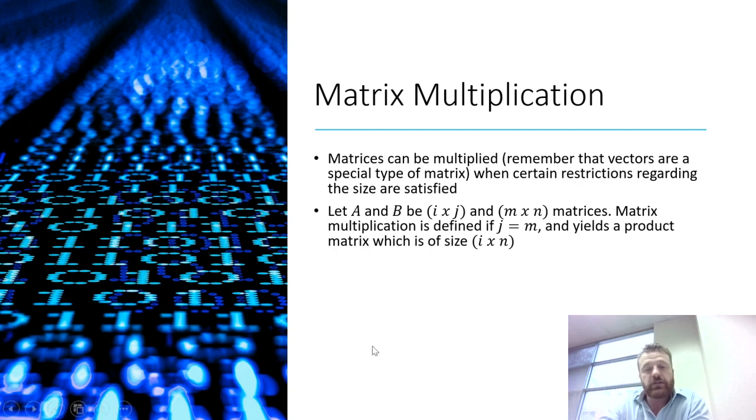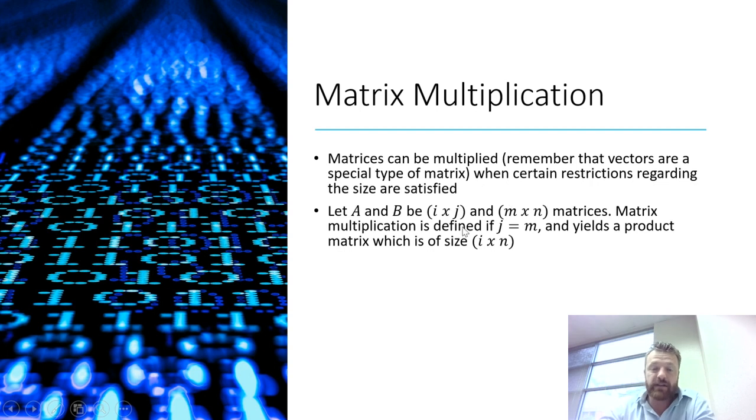So under what conditions can you actually do the multiplication? Well, if you have two matrices A and B, and A has i rows and j columns, and B has m rows and n columns, you can multiply them together if and only if j equals m. So let's think about what that means. The number of columns in the first matrix equals the number of rows in the second.